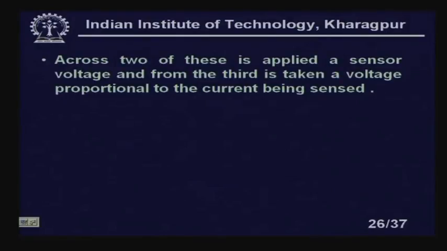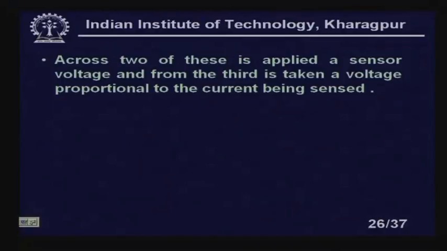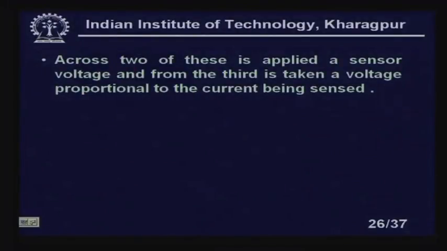Across 2 of these terminals is applied a sensor voltage, because I have to give a voltage, is it not? And from the third is taken a voltage proportional to the current being measured. So, across the 2 of these a sensor voltage is applied, which gives you the current I. You remember our basic expressions. Let us look at that.